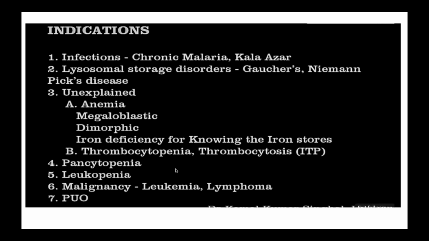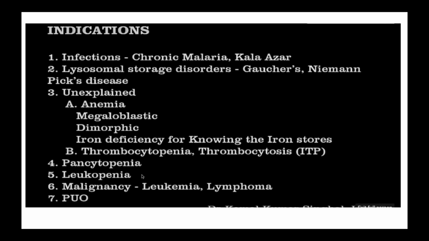Then for unexplained thrombocytopenia or thrombocytosis, for ITP, thrombocytopenia is seen in idiopathic thrombocytopenic purpura. So before giving steroids, we may resort to bone marrow to rule out malignancy and other causes. Then the patient presents with pancytopenia. Again, bone marrow aspiration may be required to determine the cause, to see what the cellularity is, whether enough cells are being produced or there is a deficiency at the level of production also.